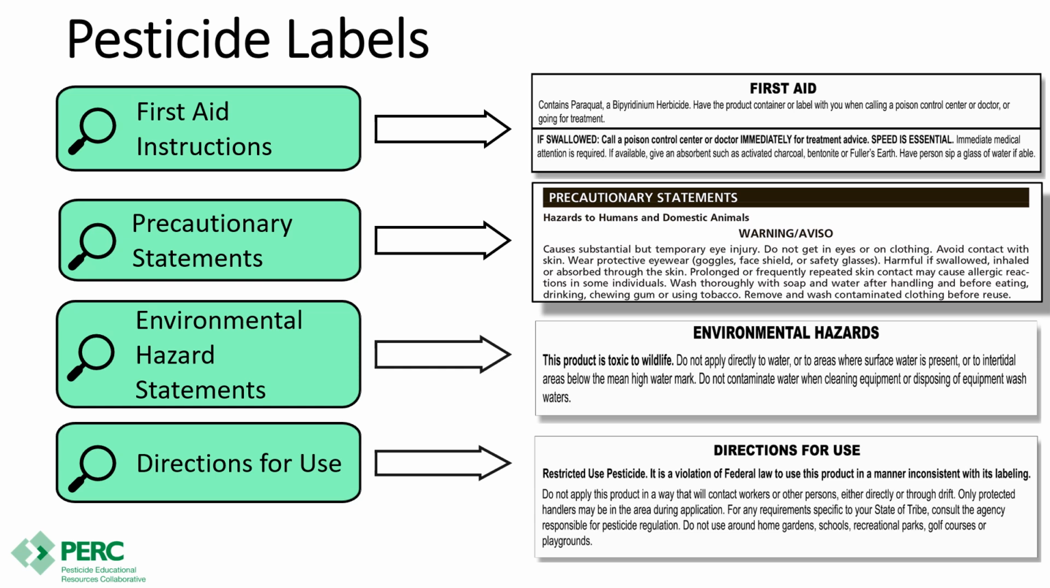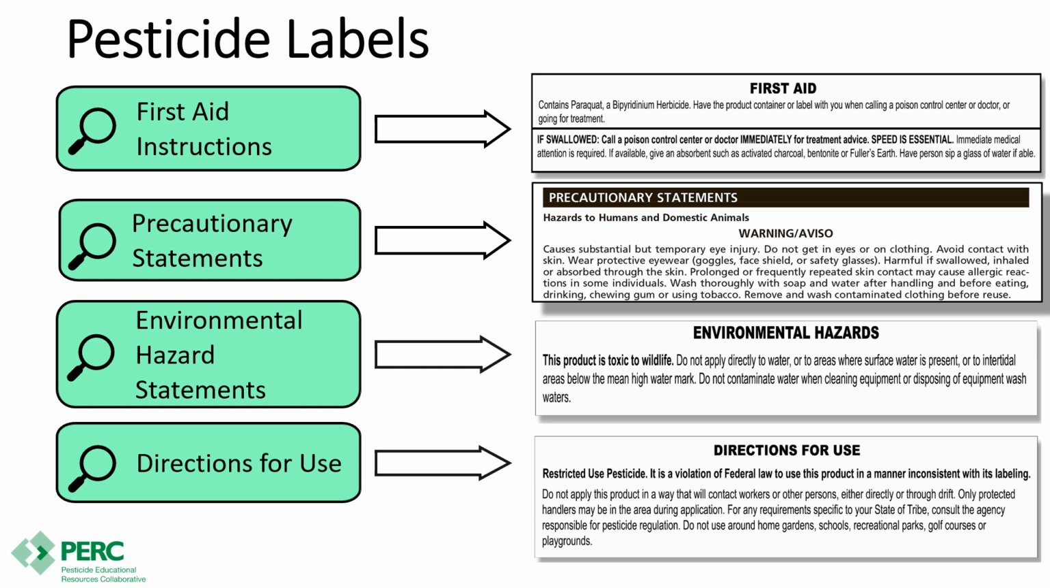The environmental hazards statement is found under the precautionary statements. It gives you information about how the pesticide can harm the environment and the steps you must take to prevent contamination. The Directions for Use section opens with 2 important statements reminding the applicator to follow all pesticide label directions and not to allow the pesticide to contact anyone directly or indirectly.